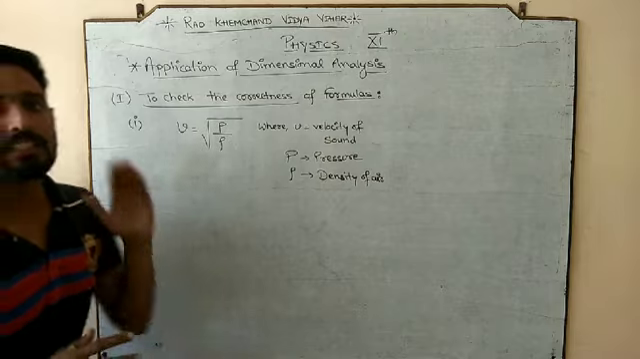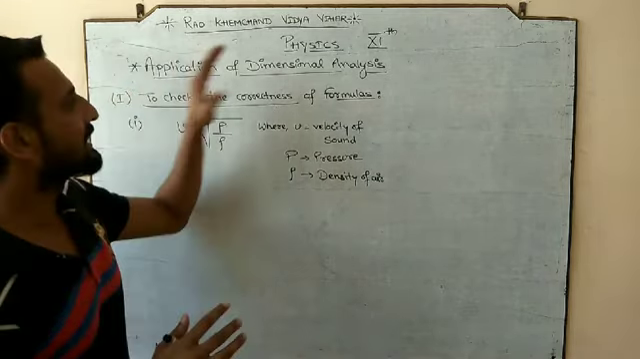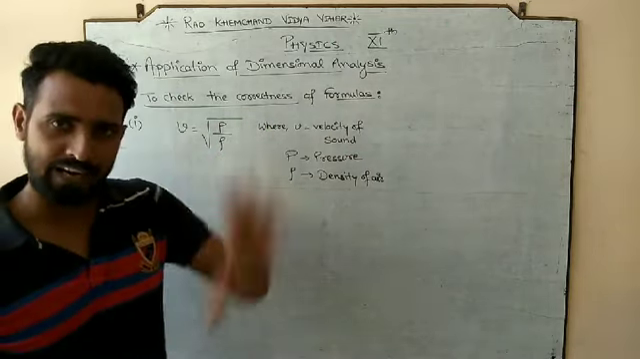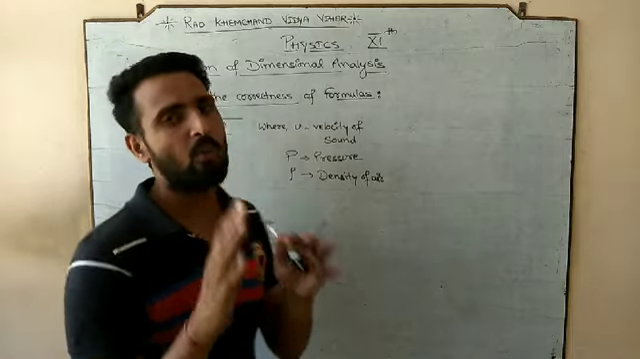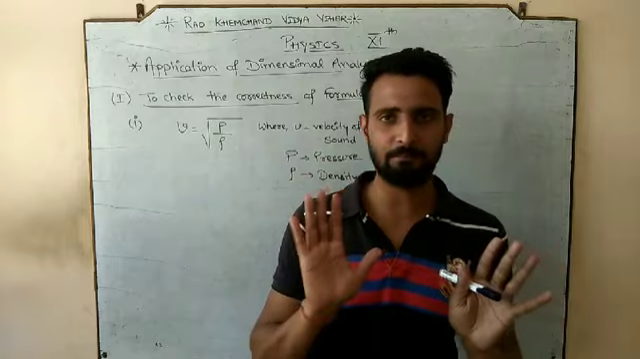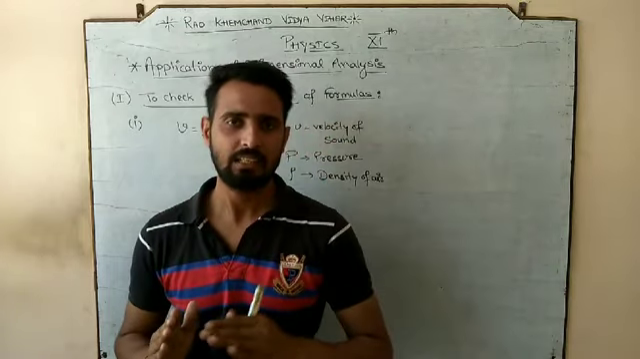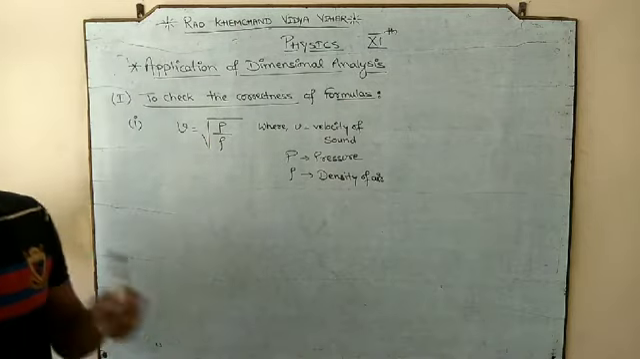But let me clarify, the word correctness here means we are checking whether it is dimensionally correct or not. Whether this formula is practically applicable or not can only be clarified once you apply the formula practically. But our first step is to check its dimensional correctness.